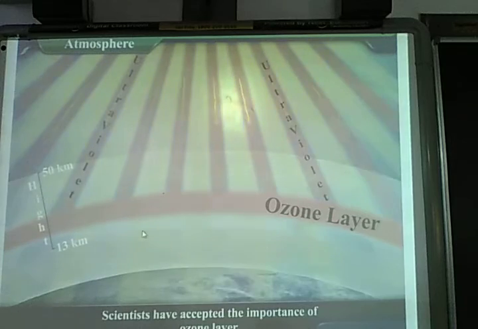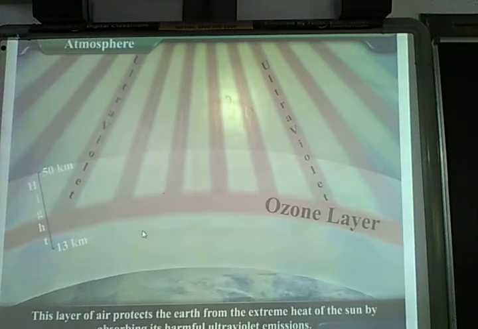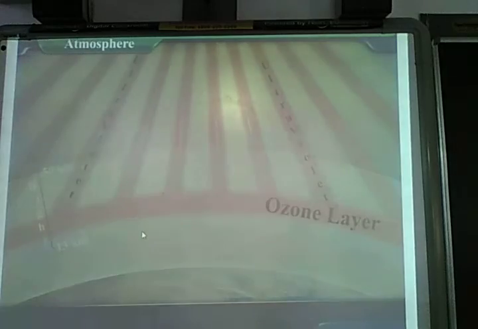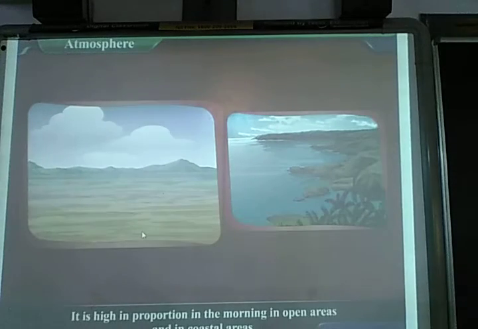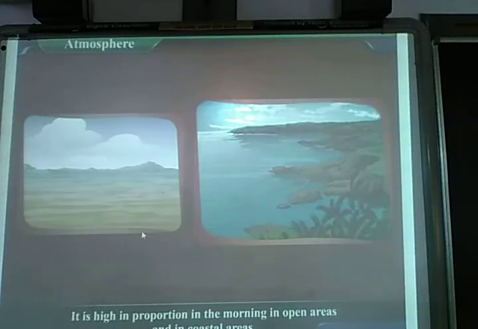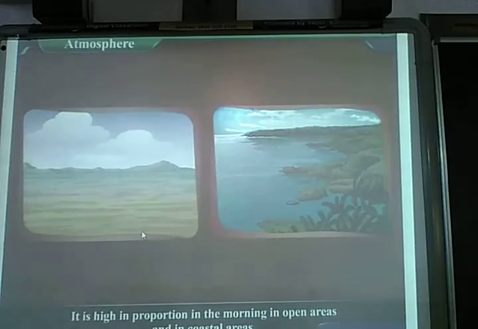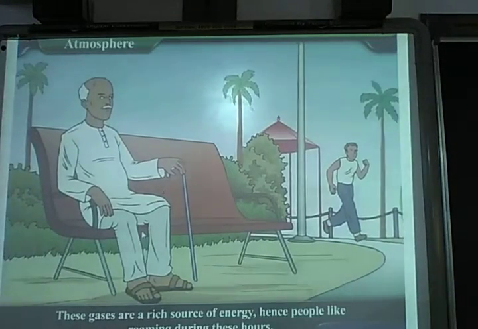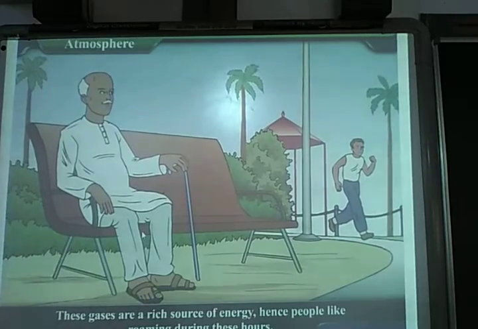Scientists have accepted the importance of the ozone layer. This layer of air protects the Earth from the extreme heat of the sun by absorbing its harmful ultraviolet emissions. However, the ozone gases have the least share in the atmosphere. It is high in proportion in the morning, in open areas, and in coastal areas. These gases are a rich source of energy, hence, people like roaming during these hours.